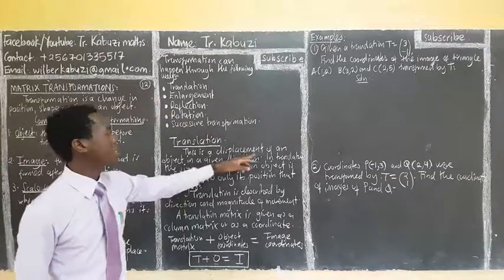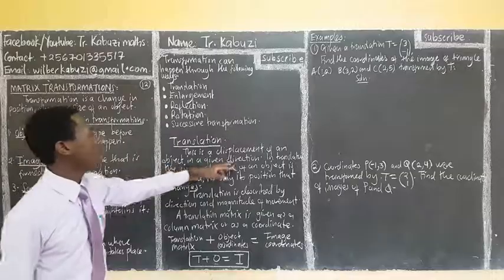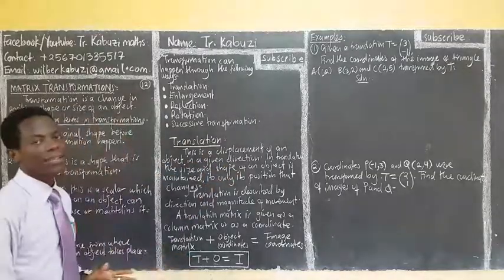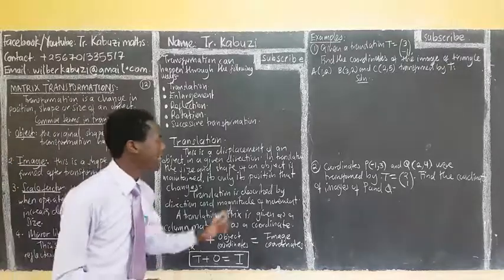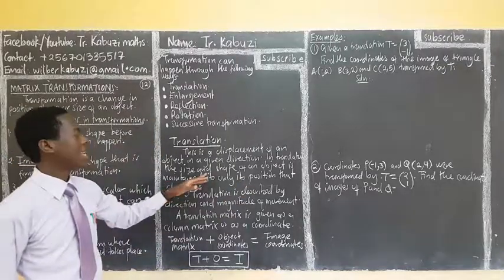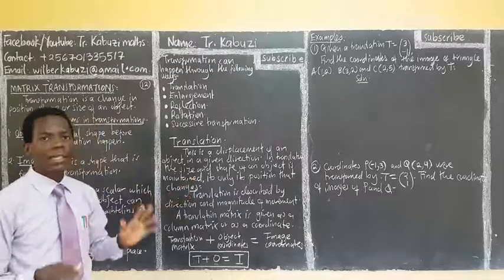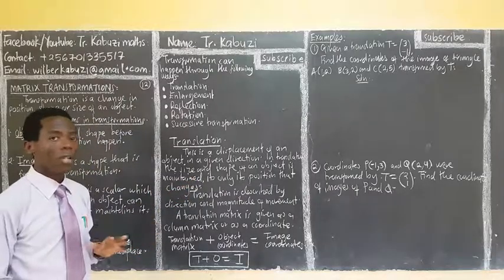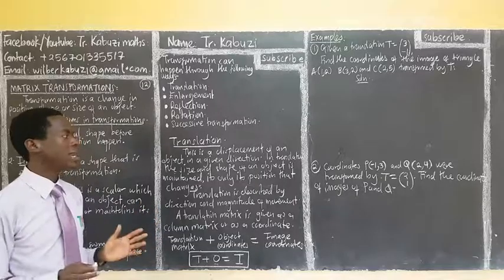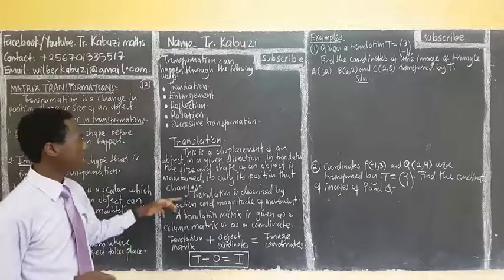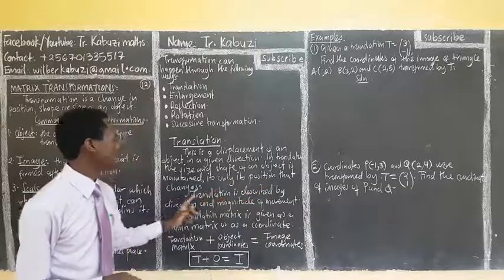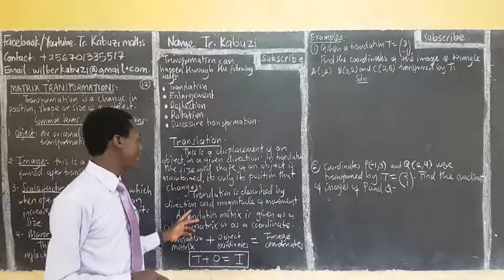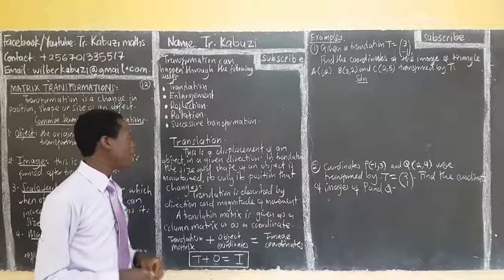Translation is a displacement of an object in a given direction. So when you move something in a given direction, that's what we call displacement. In translation, the size and the shape of an object is maintained. So here, there is no change, neither decrease nor increase in the shape of an object. It's only its position that changes. Translation is described by direction and magnitude of movement.